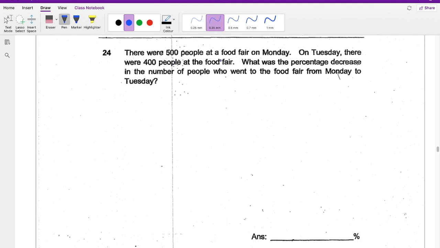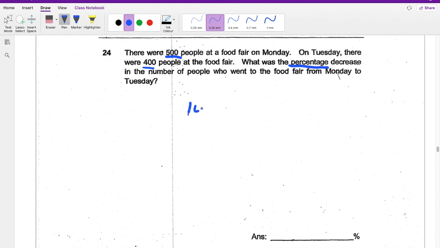There were 500 people at a food fair on Monday. On Tuesday, there were 400 people at the food fair. What was the percentage decrease in the number of people who went to the food fair from Monday to Tuesday? So the first day 500 becomes 400 the next day. So we want to find the percentage of decrease. So the concept here is about how to calculate the percentage. So we see the decrease is how much?